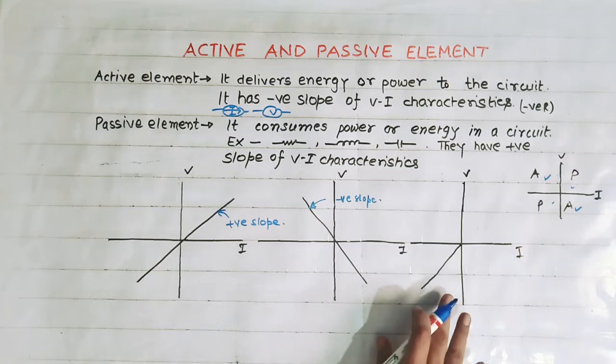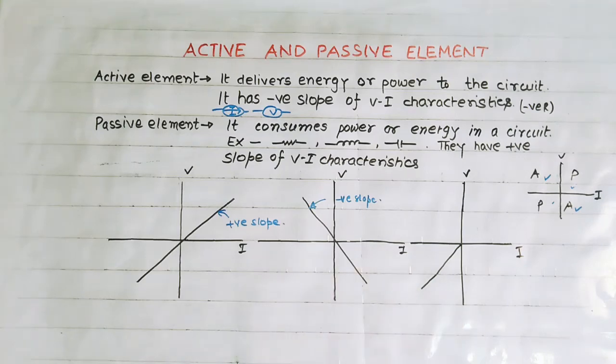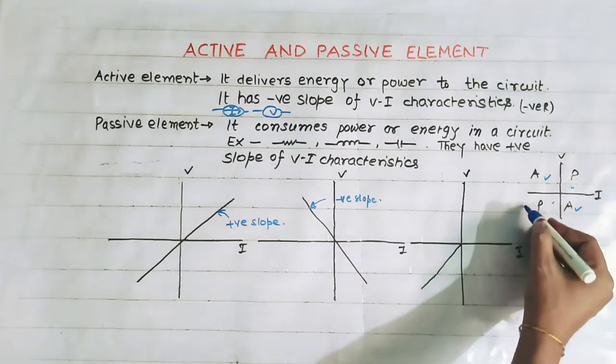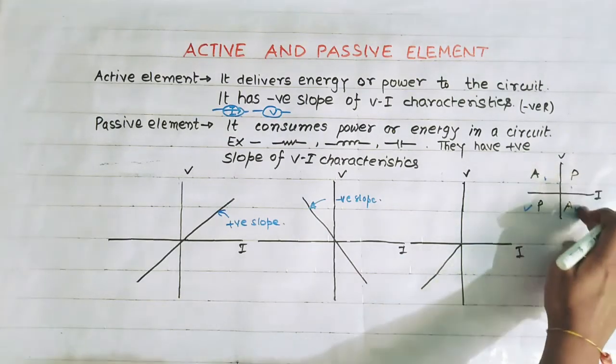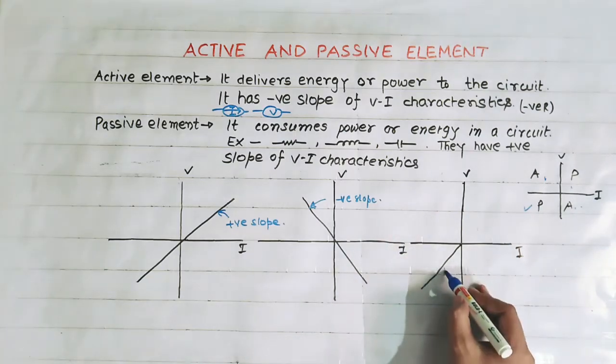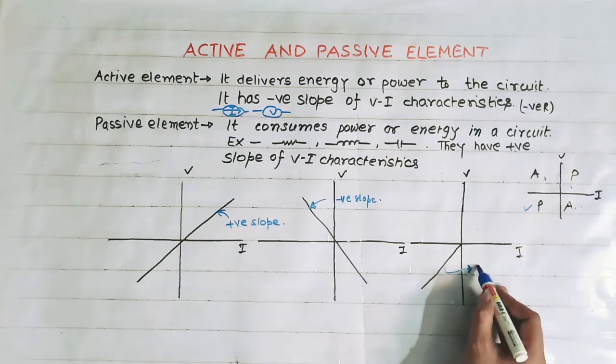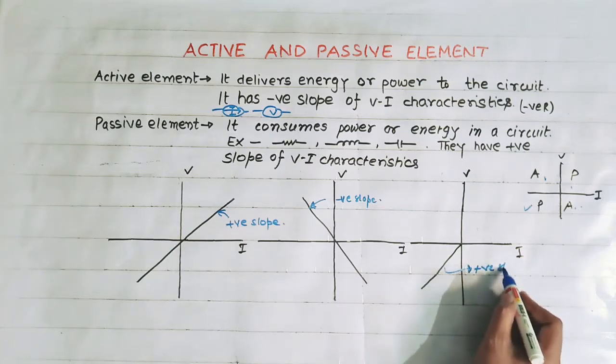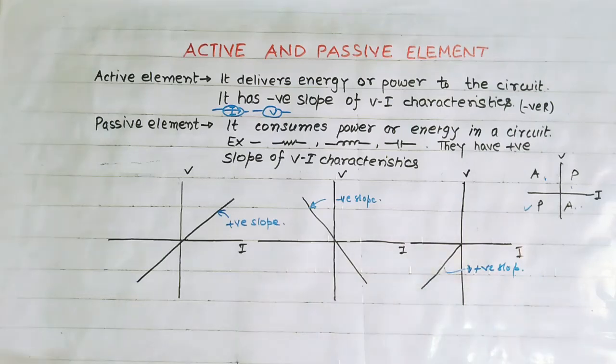Okay. Now see the third one. In this third one, we can see that the characteristic lies in this quadrant. So when the characteristic lies in this quadrant, it means it is a passive element, and we can also see here that it has a positive slope, that's why it is also a passive element. So in this way you can easily identify a characteristic as active or passive. So I hope you understand this concept.